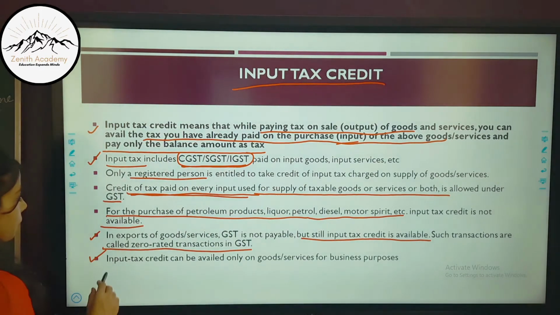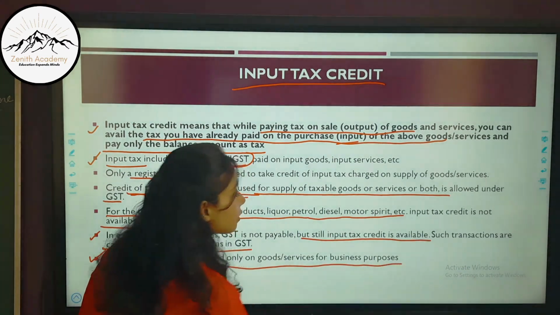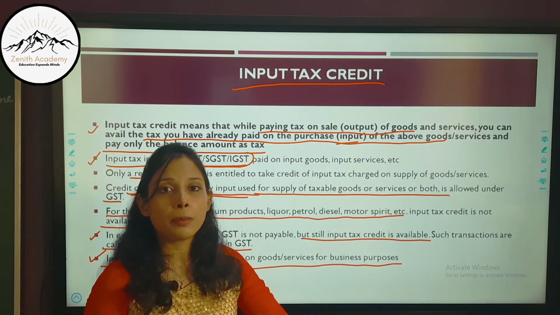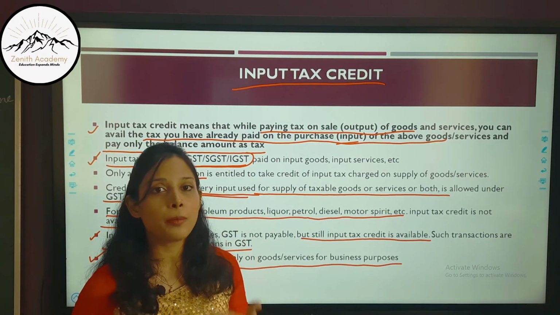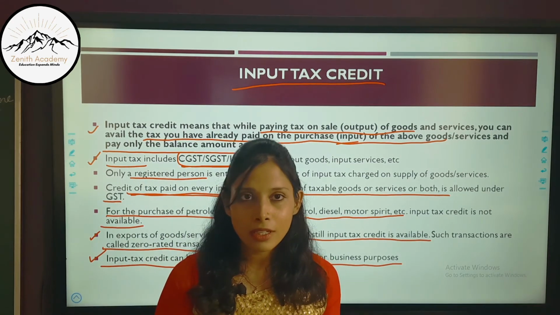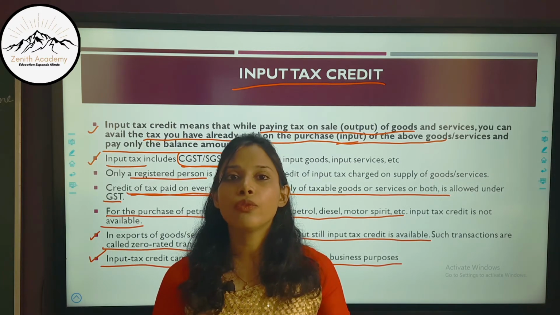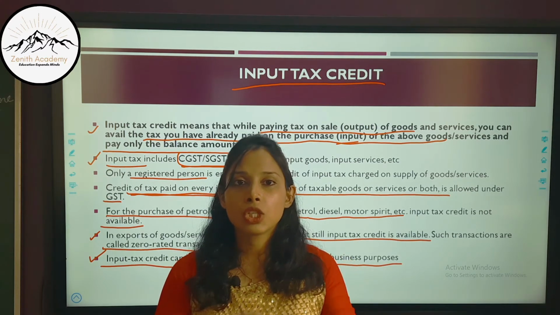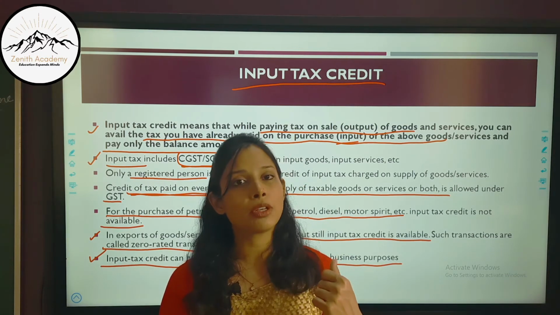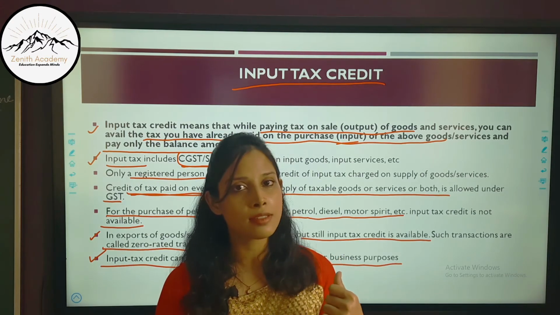And the last point, input tax credit can be availed only on goods or services for business purposes. So, the shopkeeper can avail it only for business purposes. If he is using it for his personal use, it cannot be availed as input tax credit. Suppose the electricity charges paid by him, which is used at his home, is not allowed to be claimed as input tax credit on the sale of goods and services.